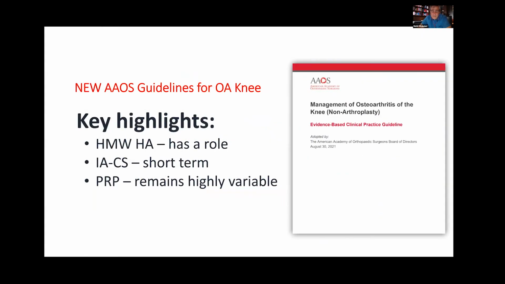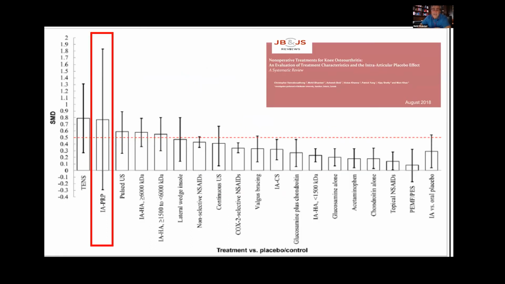And even recently, in the most updated guidelines, they say high molecular weight has a role, and intra-articular corticosteroids for short term, but PRP continues to remain highly variable. I go back to a paper we did not that long ago. Looking at all the different treatments, just to orient everybody, this is a series of non-operative approaches, including some of the injectables. I'm focusing here on the PRP.